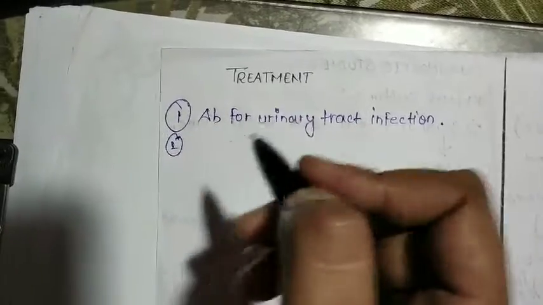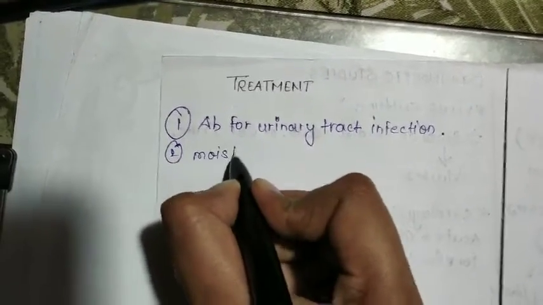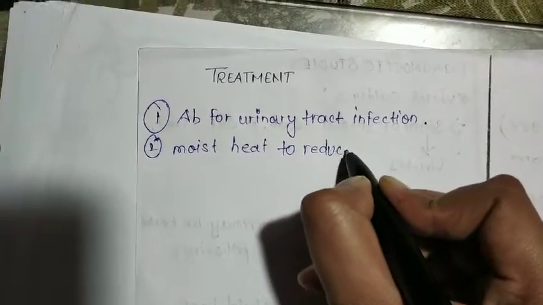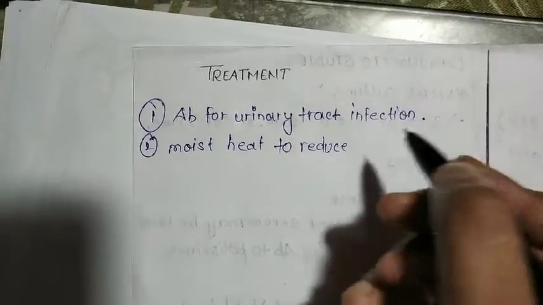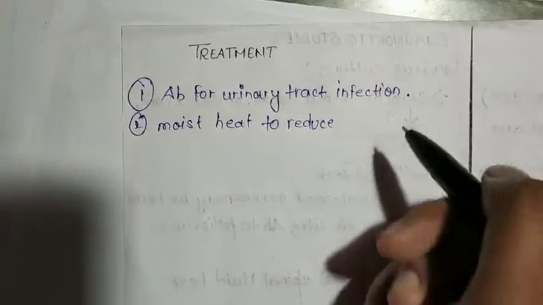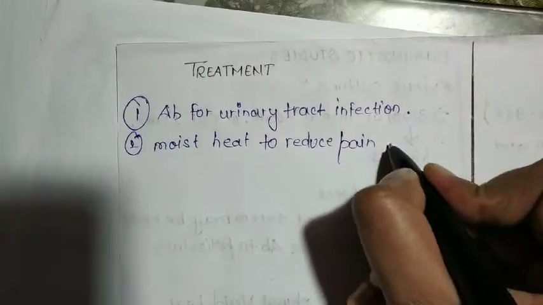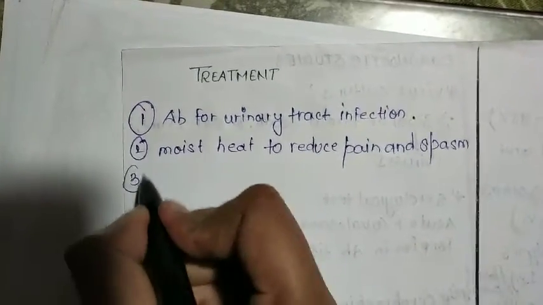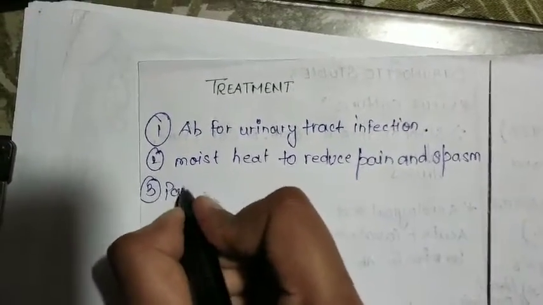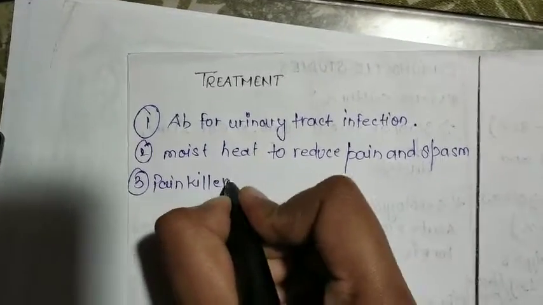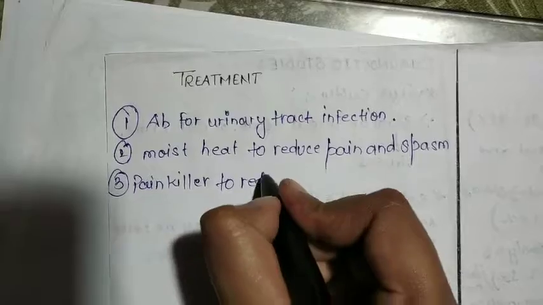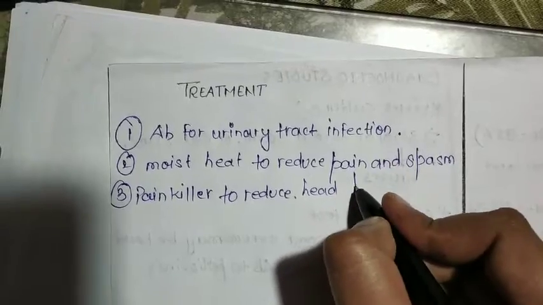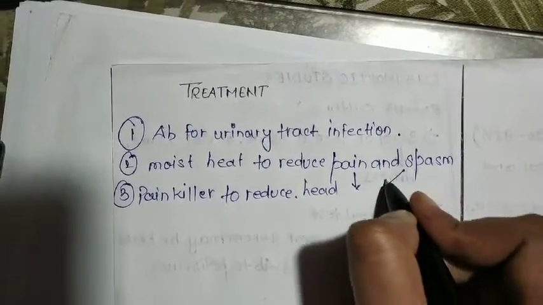And the second, we can give moist heat to reduce the pain. As I said, there will be stiffness in the neck, legs and muscles, so at that time moist heat reduces pain and spasm. And third, we can also give painkillers to reduce headache, muscle pain and spasm.